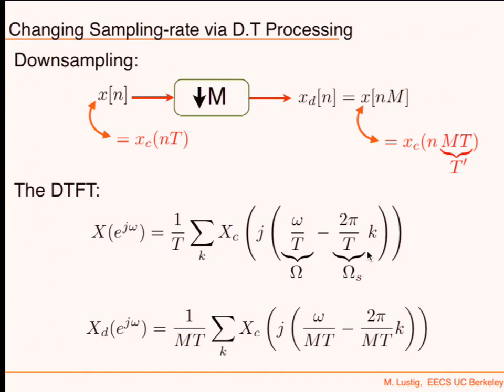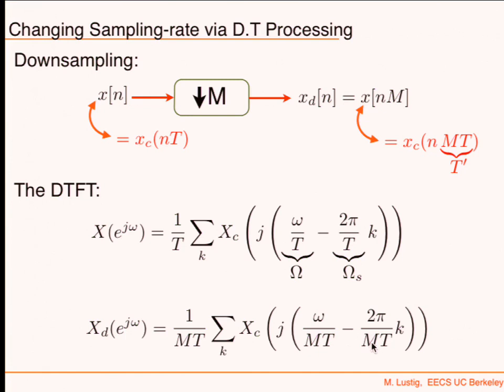Okay, sampling gives me replications. Now, what about X_d(e^{jω})? Well, now the replications happen not at 2π/T as before, but at 2π/(MT).